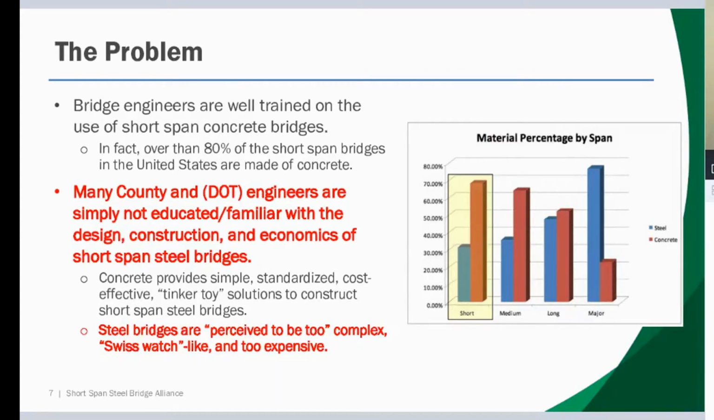And there's also two other perceptions, if you will, that hopefully today will begin to be broken down a bit. One is that steel bridges are always perceived to be complex, like they're all unique Swiss watches and whatnot. And the other is that they're too expensive. And hopefully after today's presentation, you'll see that those preconceptions aren't always the case, particularly when you're talking about efficient short span steel bridge solutions.